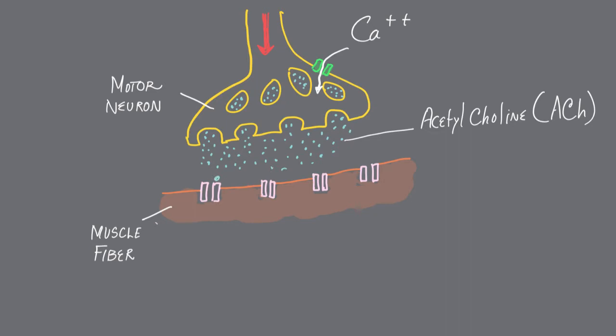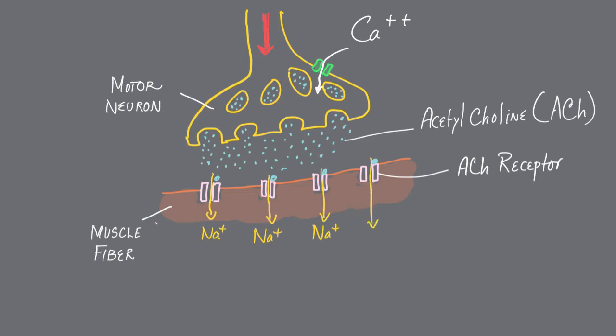Acetylcholine diffuses across the synaptic cleft and binds to its receptors on the muscle fiber. These receptors are called ACH receptors and they are ligand-gated sodium channels. So when these channels open, sodium rushes in, bringing positive charges into the muscle fiber, raising the voltage and thereby causing a depolarization. The muscle fiber is now activated.